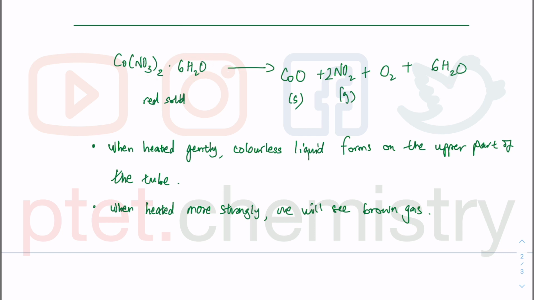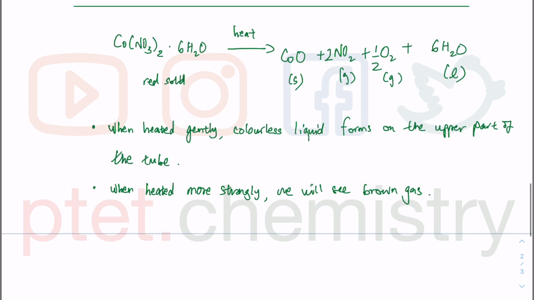I need 6 oxygen. I already have 1, and then 4, I have 5, so I just need 1 more. So I have a half there. This is a gas. This is supposedly a liquid because even though it's a gas initially, eventually it will condense on the upper part of the tube as liquid. All right. So we see a brown gas.